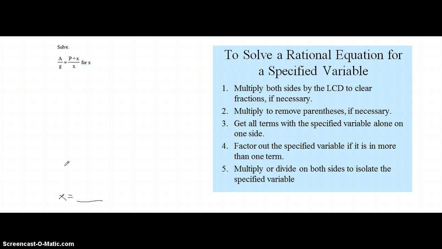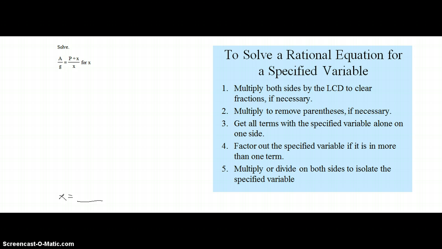Because if we're solving for x, that means x needs to be all alone on its own side of the equal sign. Also, you can't have an x over here on the other side of the equal sign. So here's the steps that we're going to do to solve equations for a specific variable. So the first step is multiply both sides by the LCD to clear fractions if necessary.